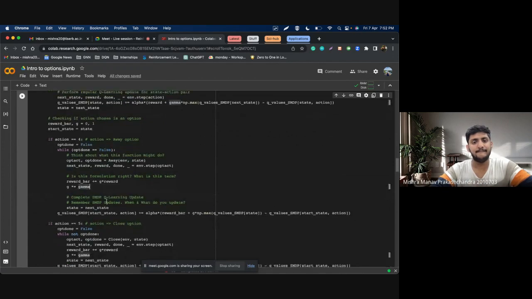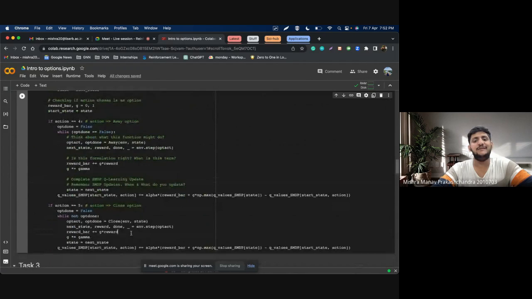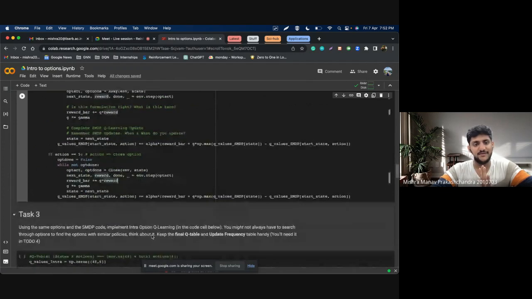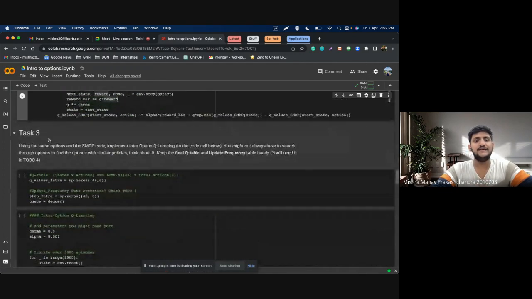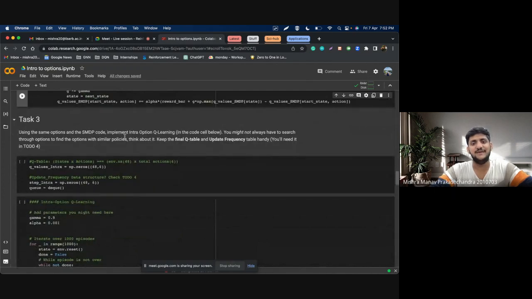Okay, and similarly for the close option, I keep accumulating the reward discounted by gamma till I obtain the termination condition. Okay, so using the same options and the SMDP, you implement intra-option Q learning. You might not always have to search through options, but keep this thing handy. Q table and update frequency, you'll need it.